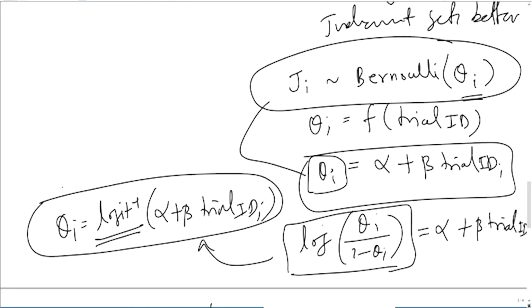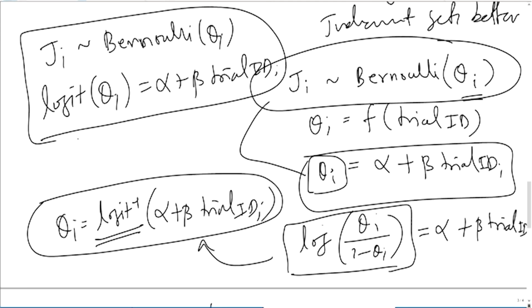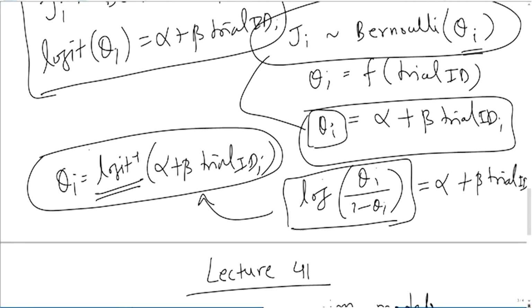So this is called a logistic regression, where you write the model like this. J I comes from Bernoulli theta I, where logit of theta I equals alpha plus beta into trial ID. So this is a logistic regression. There is a name for this regression.